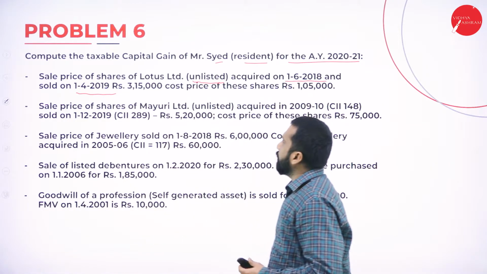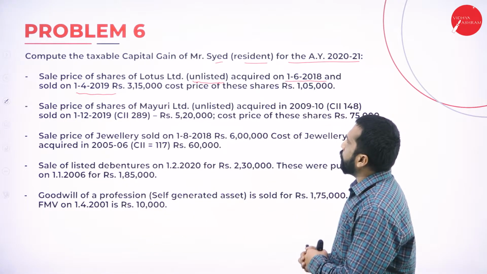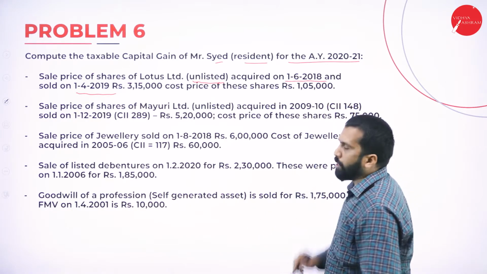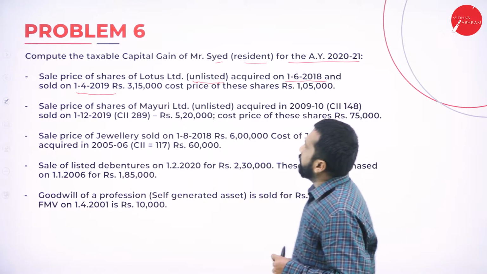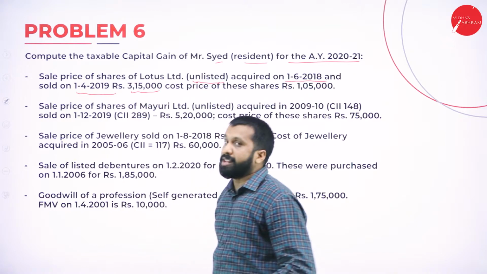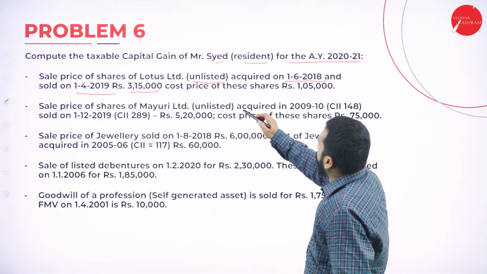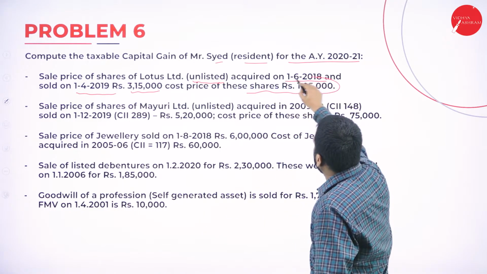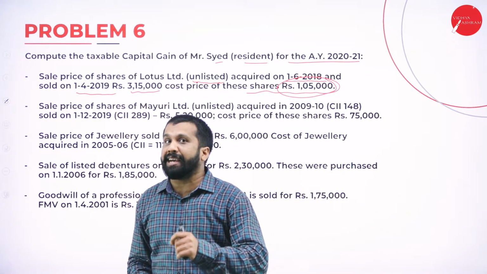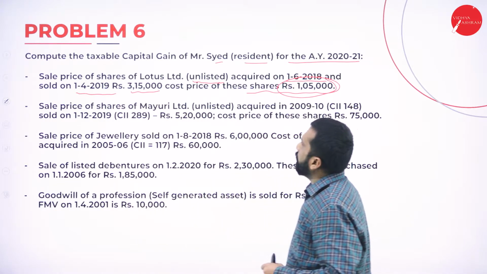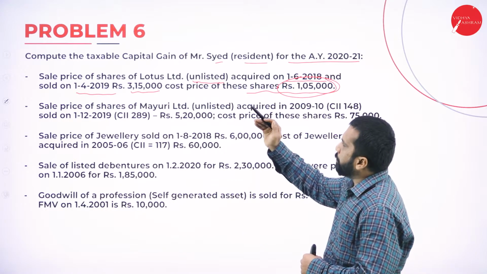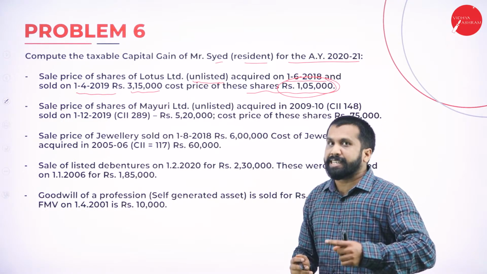Now, in this, sale price of shares of Lotus Limited, unlisted, acquired on 1/6/2018 and sold on 1/4/2019 for rupees 3,15,000. Now, cost price of these shares are rupees 1,05,000. What is the cost price of this? 1,05,000. This is the first one. We'll go one by one. First we'll complete first one. Later we'll go for second one.